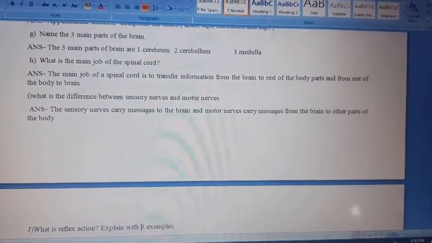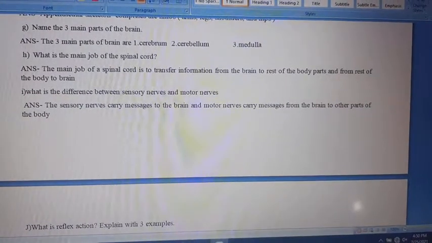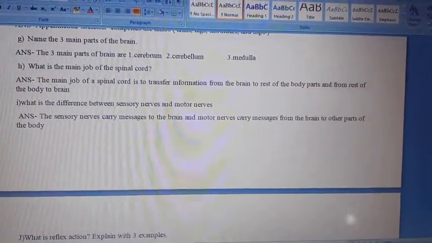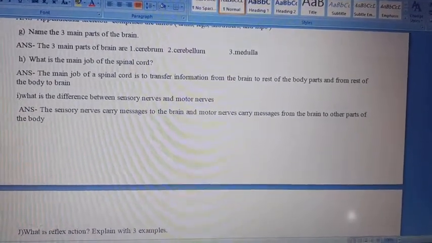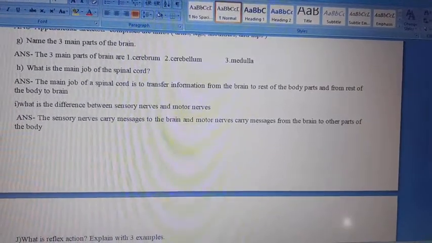What is the difference between sensory nerves and motor nerves? Answer. The sensory nerves carry messages to the brain, and the motor nerves carry messages from the brain to the other parts of the body.